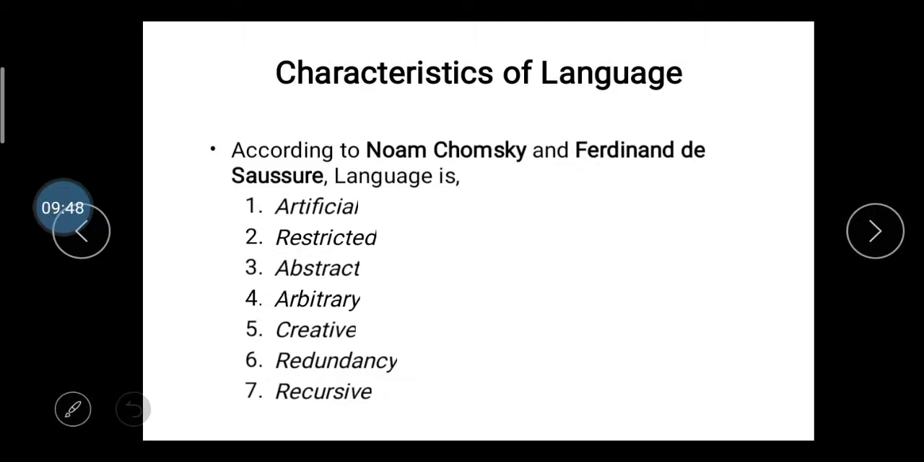The characteristics of language are as follows. First, language is artificial. Second, restricted. Third, abstract. Fourth, arbitrary. Fifth, creative. Sixth, repetitive. And seventh, recursive. So, we have to understand it one by one.